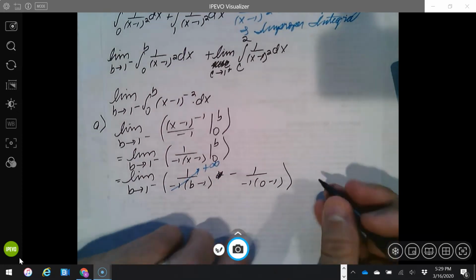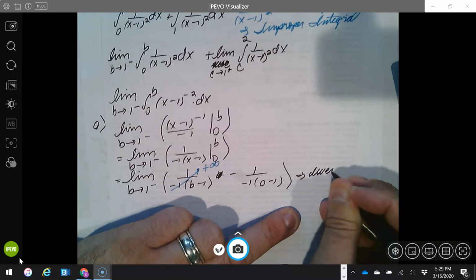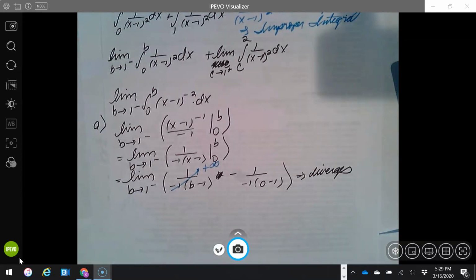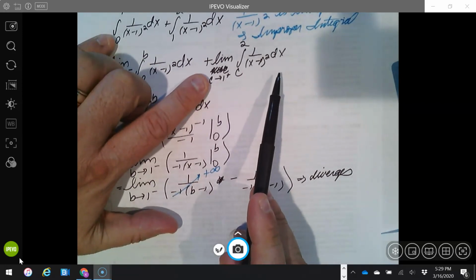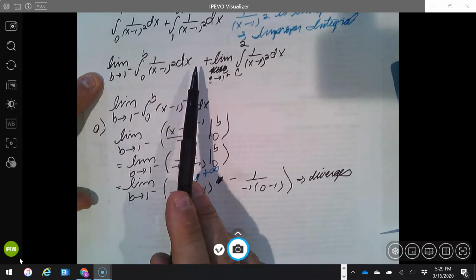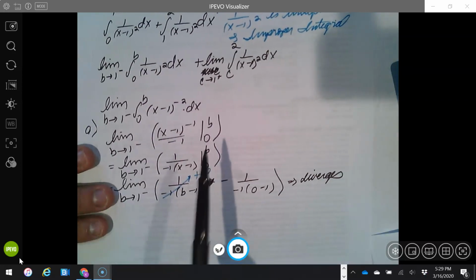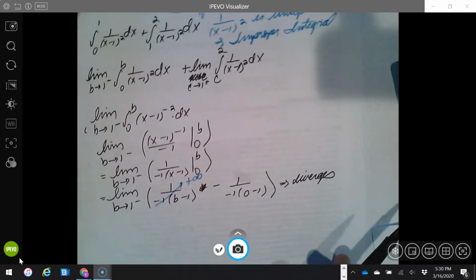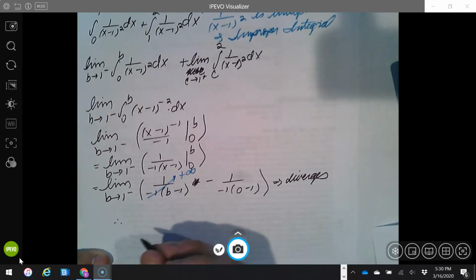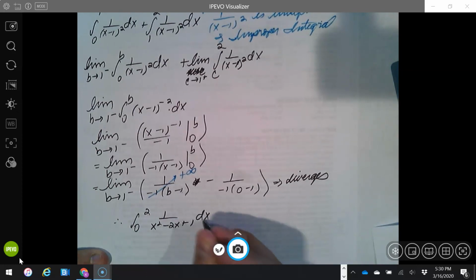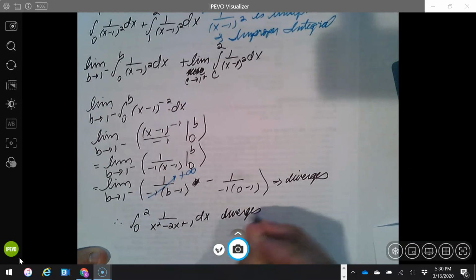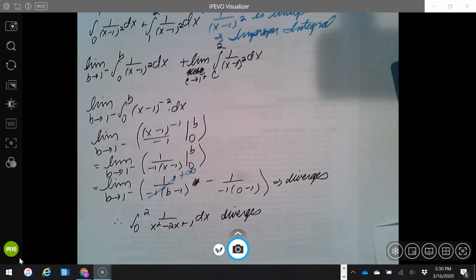What I know is that this part here diverges. If the first part of my integral that I'm trying to evaluate diverges, it doesn't matter what the next part does. If this part diverges, that takes control. The whole limit, the whole integral, is going to diverge. So my conclusion would be, therefore, the integral from 0 to 2 of 1 over x squared minus 2x plus 1 with respect to x diverges.